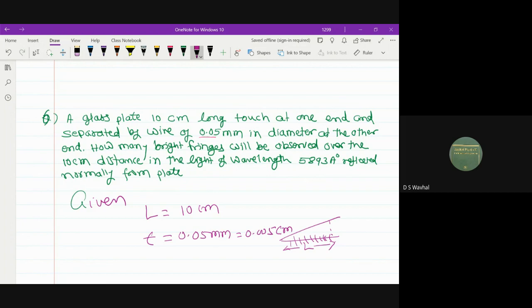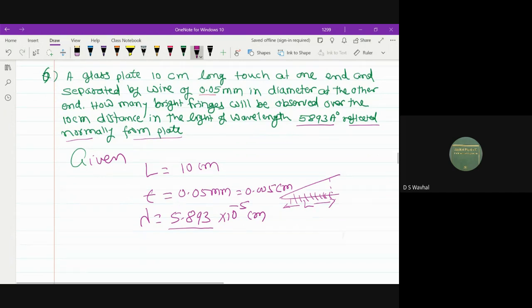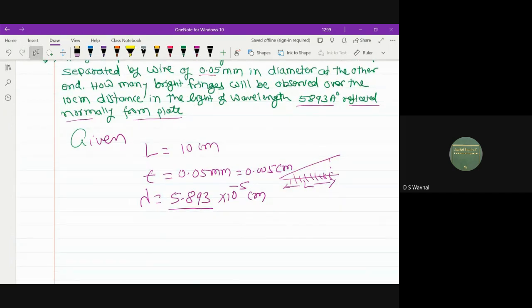In light of wavelength 5893 angstrom, the wavelength is given: 5.893 into 10 to the power minus 5 centimeter. 5893 angstrom means 5.893 into 10 to the power minus 5 centimeter. And this is reflected normally from the plate. Normally reflected means r equals 0.